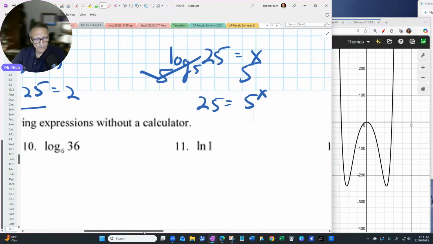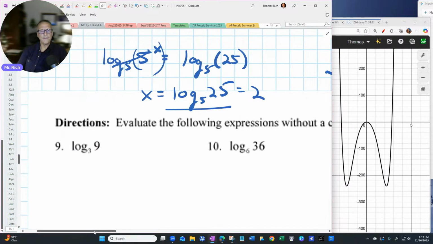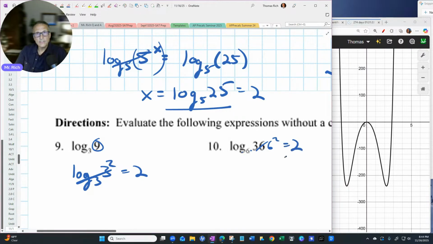What I most want you to see as I was showing you these examples is that if I do have a match between the base of my logarithm and the base of the exponential that's inside the argument, they will cancel each other out. So my strategy is to rewrite this argument so that it matches the base here. So I'm going to call this log base 3 of 3 to the second power, because 9 is 3 to the second power. Those cancel. The answer is 2. This is 6 squared. Log base 6 of 6 to the second is an answer of 2.